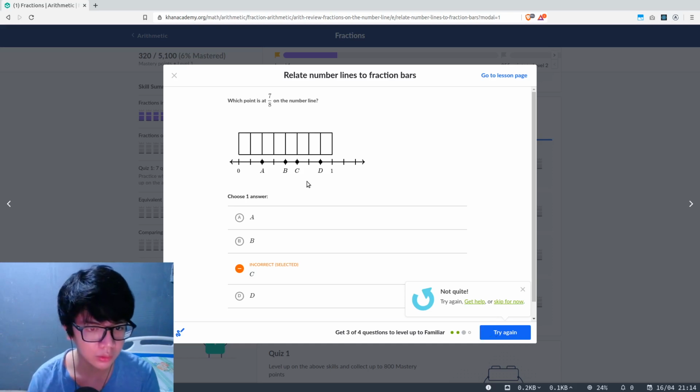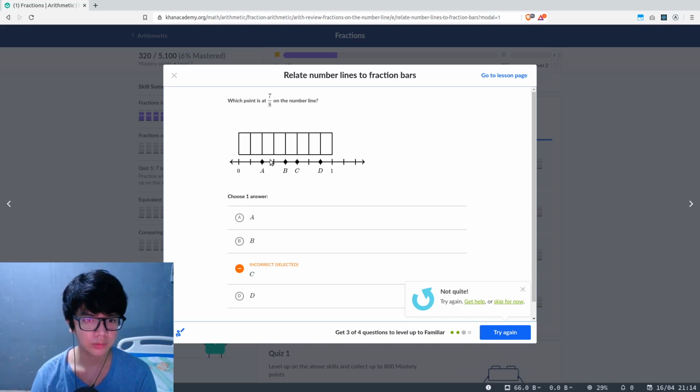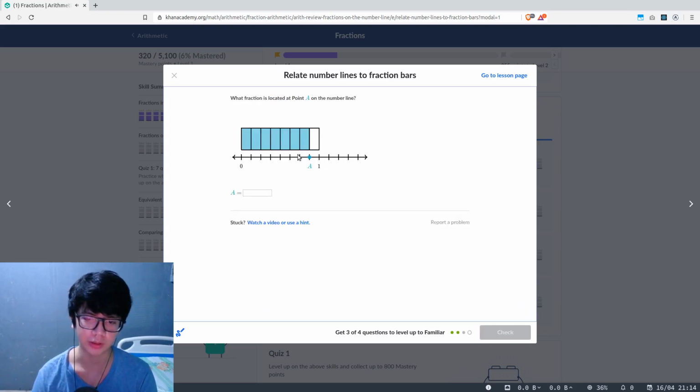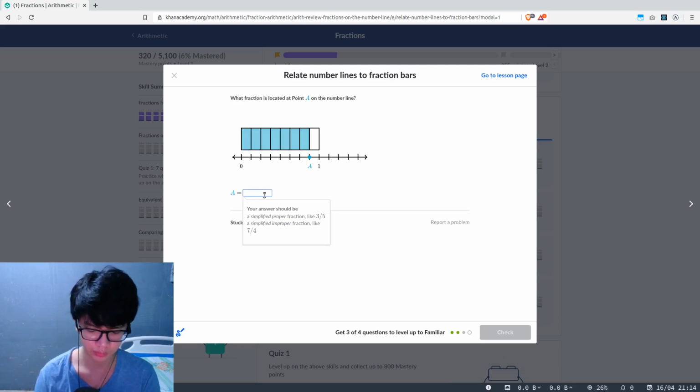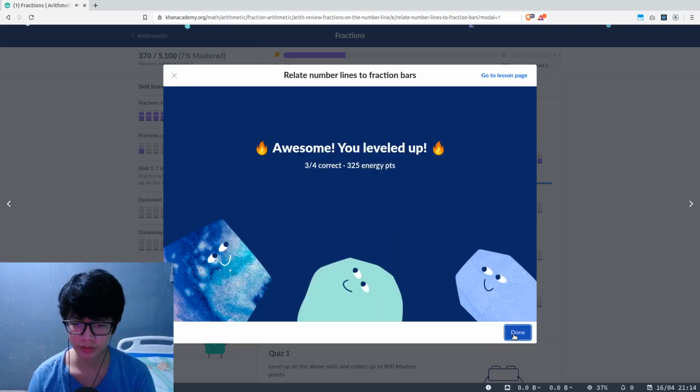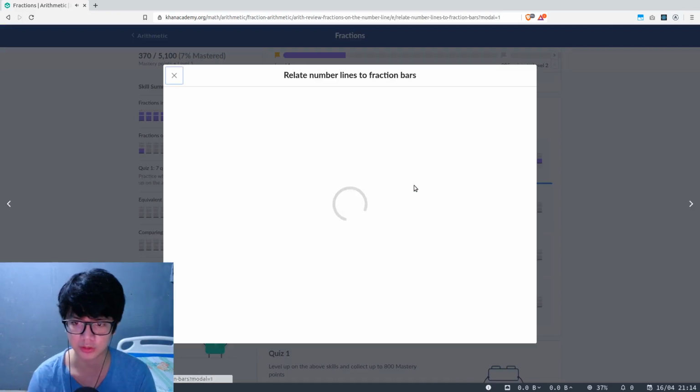Wait, what? Oh, this is 8 equal parts. Of course, it's 8. I made a mistake. I'm going to retest this. Yeah, 1, 2, 3, 4, 5, 6, 7, 8. After I take this, I didn't fully understand it.